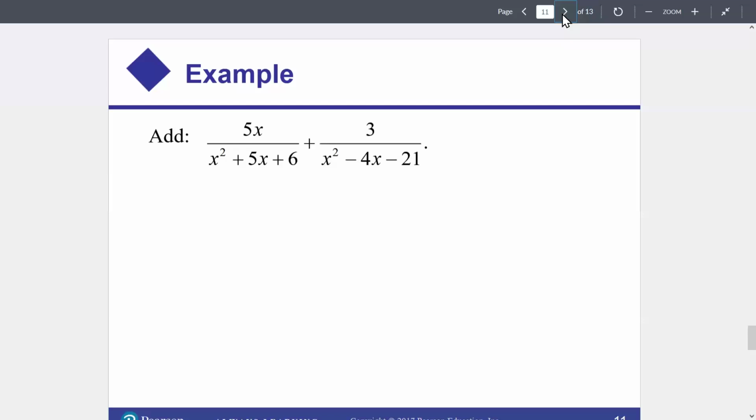So here we have 5x over x squared plus 5x plus 6, and this is added to the other rational expression, 3 over x squared minus 4x minus 21. So I need to find an LCM of the denominators, or what we're looking for is called our LCD, our least common denominator.